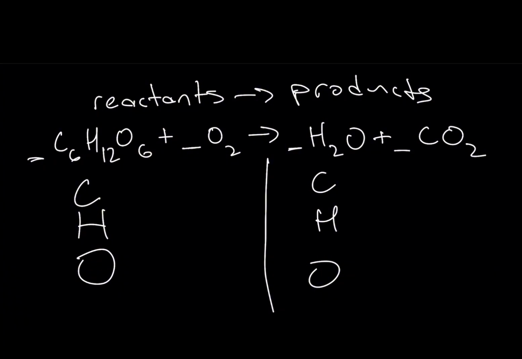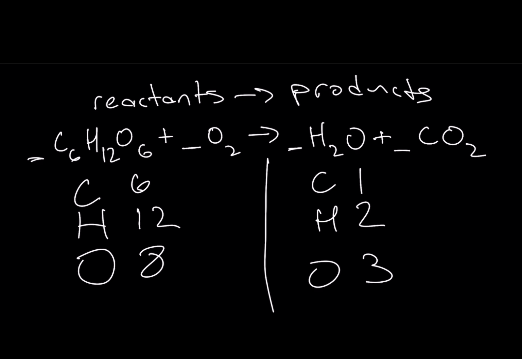Well, if we say that we have one molecule of C6H12O6 and one molecule of O2, we'll have 6 carbon, 12 hydrogen, and 8 oxygen. For the product side, we'd have 2 hydrogen, 3 oxygen, and 1 carbon. So obviously, there's a discrepancy between the number of atoms from the reactant side to the product side, and that doesn't follow the law of the conservation of mass.